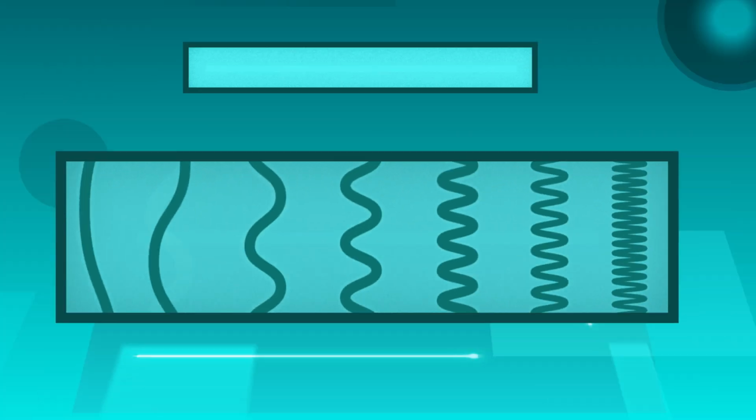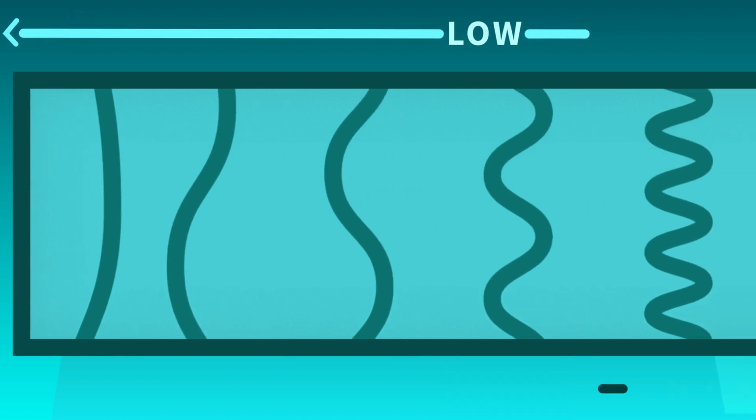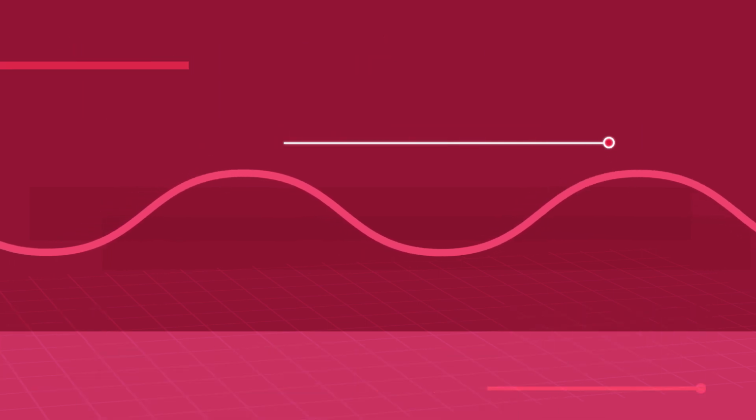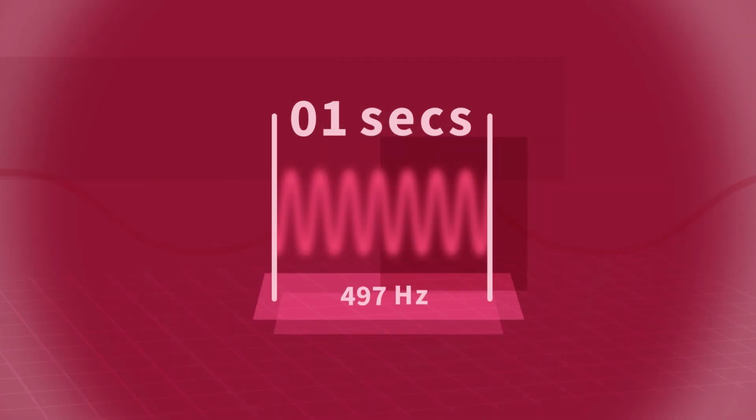Scientists organize these waves along the electromagnetic spectrum. Low energy waves are at one end, high energy waves at the other. Energy levels are determined by wavelength, which is the distance between crests. The number of crests in a second is measured in hertz. The more hertz, the higher the energy.